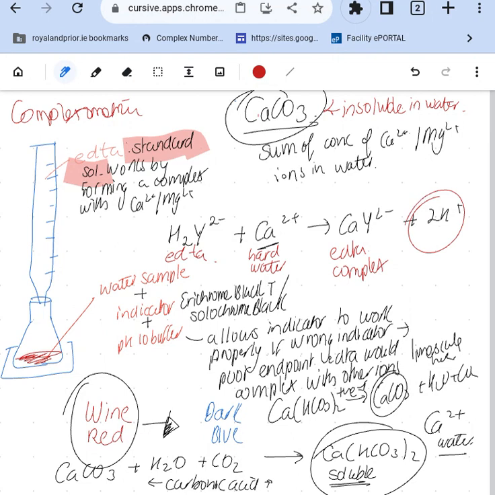And I can see there I've got H plus ions produced. I'm thinking there of my Arrhenius acids. So I'm producing hydrogen ions, hence why I need my pH 10 buffer. It allows the indicator to work properly. Otherwise I get a poor endpoint because your EDTA would complex with other ions which may be in the water. Now we'll have a wee look at 2022.